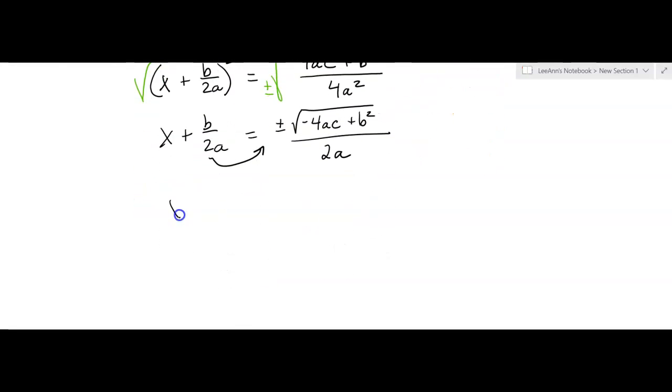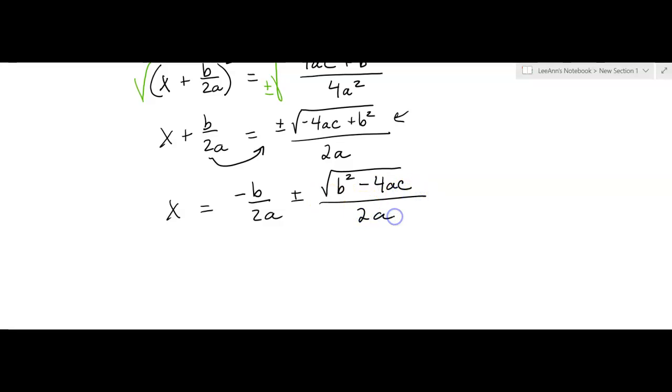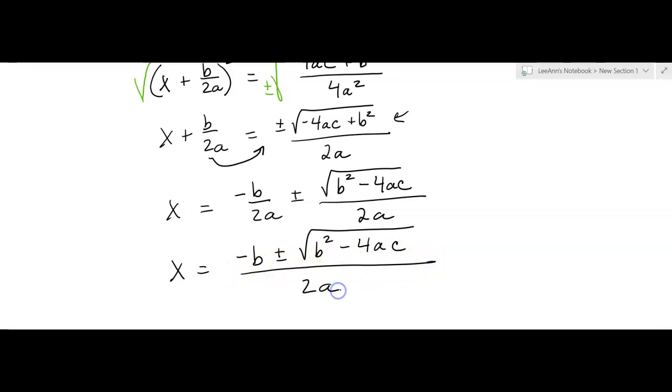So now all I have to do is bring this over to the other side. So it's going to give me x equals negative b over 2a plus or minus the square root of, I'm going to go ahead and switch these terms now, b squared minus 4ac, that's the same thing. So it's a subtraction thing. And then finally I get this: x equals the opposite of b plus or minus the square root of b squared minus 4ac all over 2a. And that is what we call the quadratic formula.